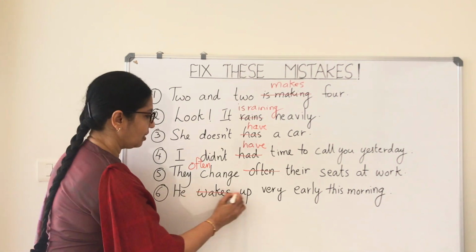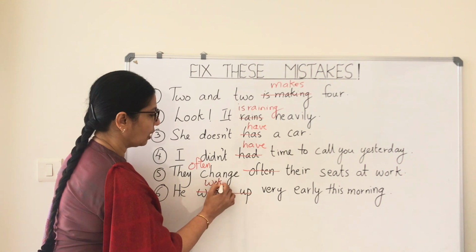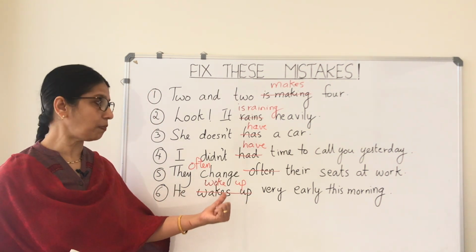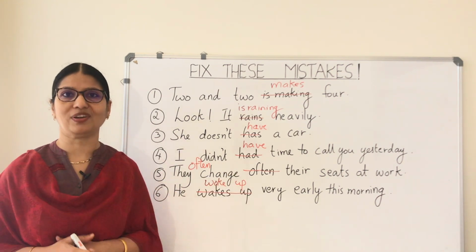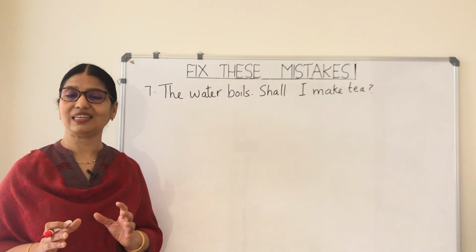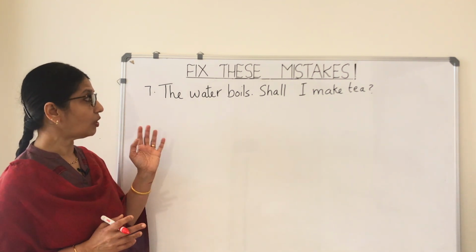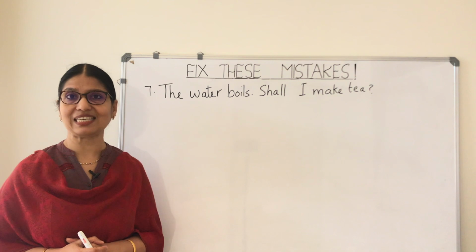It should be he woke up. It's a phrasal verb. So it's he woke up very early this morning. Now let's meet with yet another oft-repeated grammar mistake. The water boils. Shall I make tea?